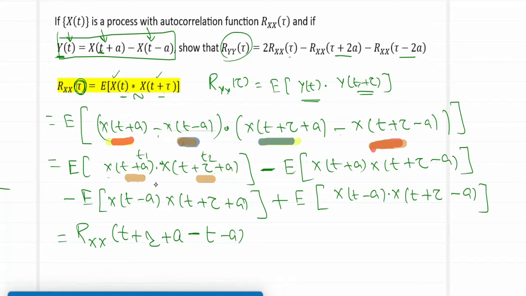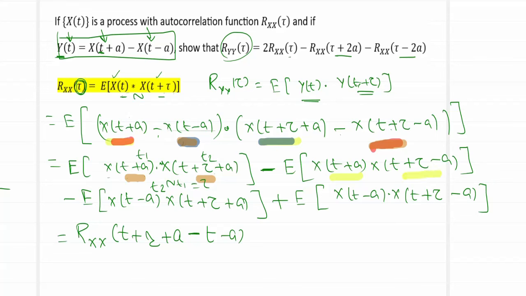Okay, so it is T2 difference T1. So this is my tau. So find your T2 minus T1. So we have it as T plus tau plus A minus T minus A. Now, in a similar fashion, I can compute the second term also. What is going to be the second term over here? T plus A, T plus tau minus A.